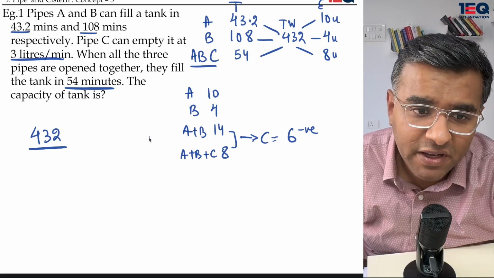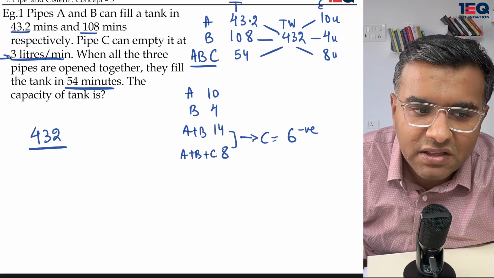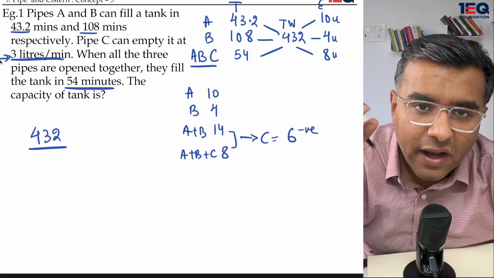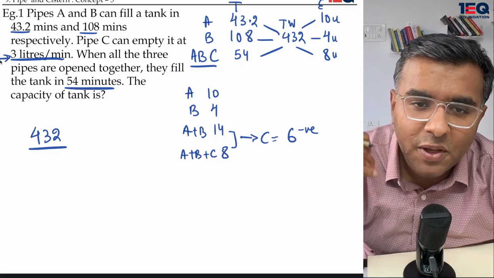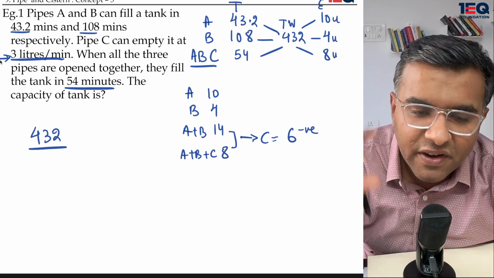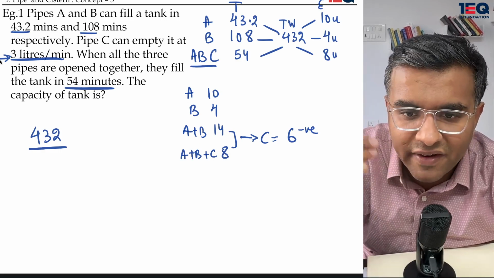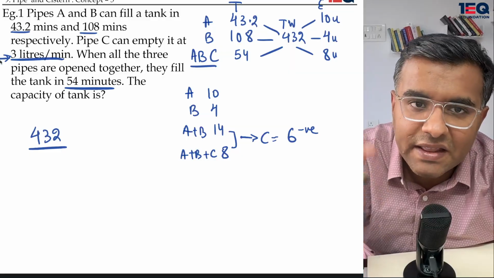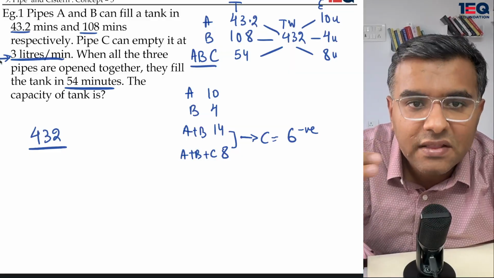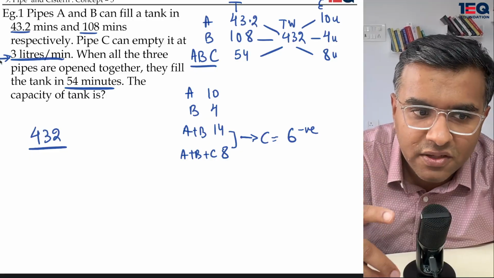Why am I using only C? Because I know that C can work alone and give me 3 liters of water empty, or 3 liters of water would be pouring out of C. So if I use the total work divided by the efficiency of C and then multiplied by 3 liters, that is how I would know the total capacity of the tank.